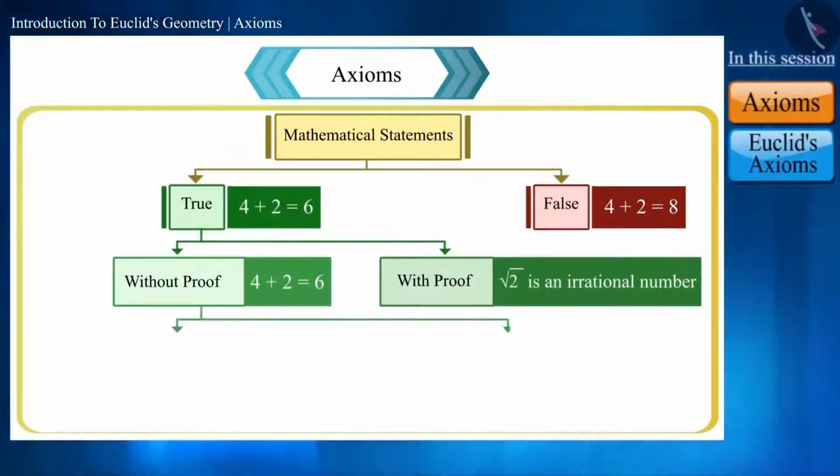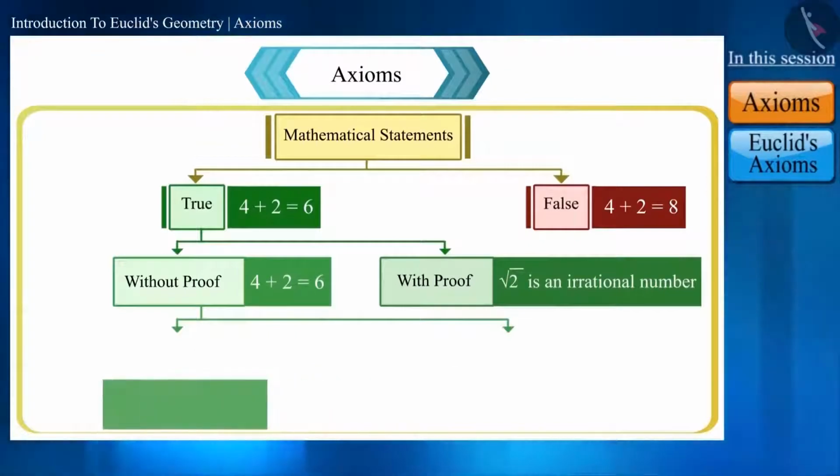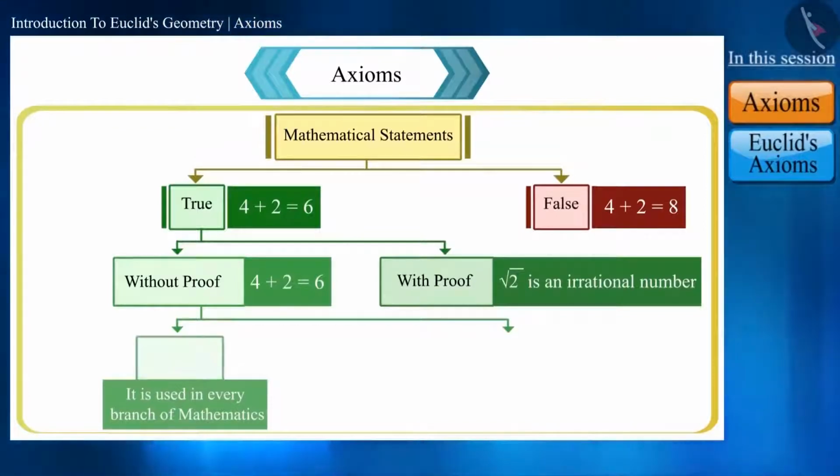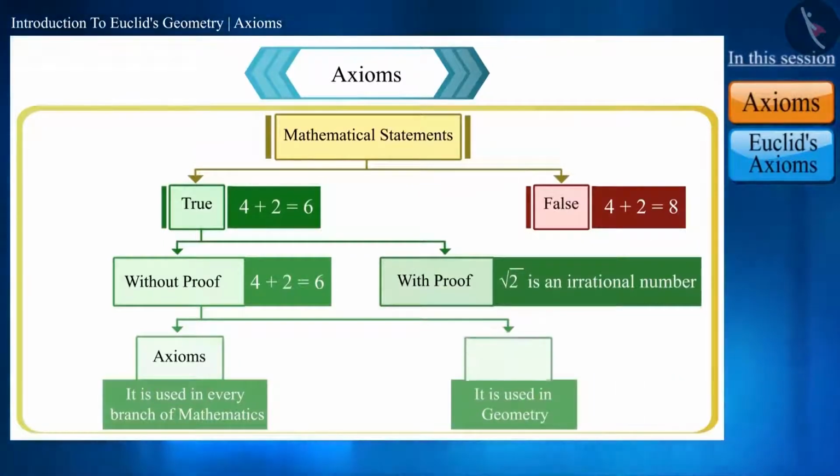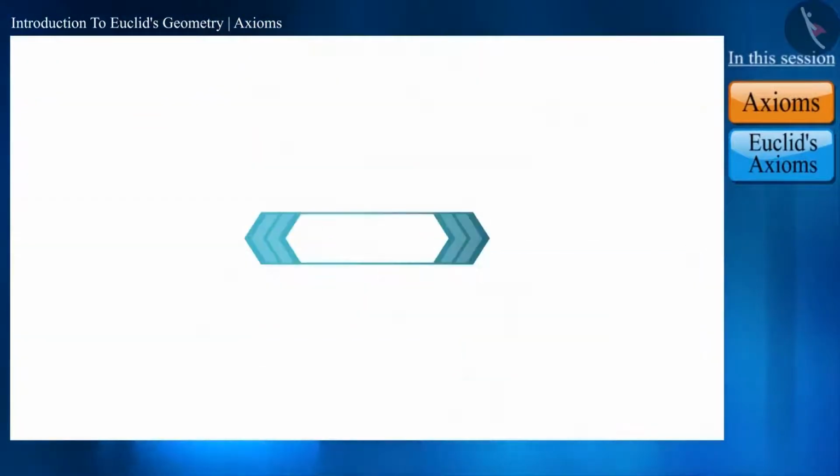And it also has two classes. First, which is used everywhere or generally in every branch of mathematics. It is called axioms. And the second, which is particularly related to geometry, that is called postulates. We will discuss the postulates in detail in an upcoming video. Here, we will look at some of the axioms given by Euclid.